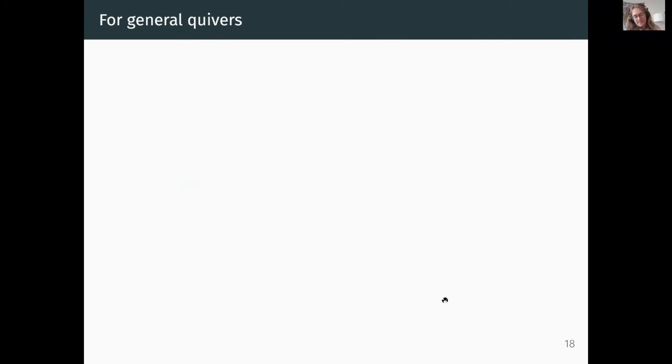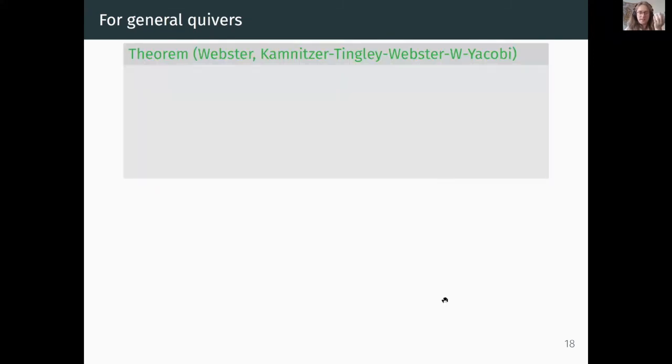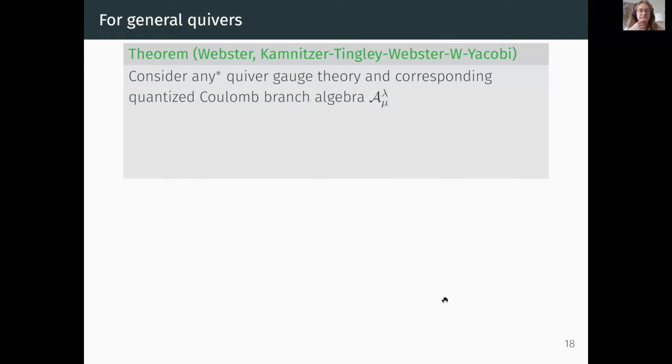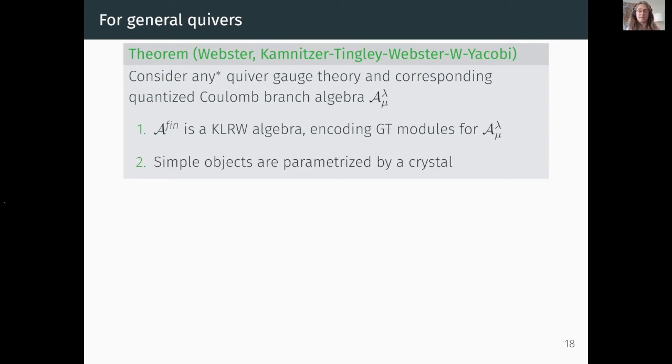Okay, and as I said, here's a slightly more precise statement, which, again, is mostly due to Ben Webster, but also some of the rest of us in this list. Here we can consider any of the quivers that we started with. So it could have been type A4 or actually anything. I put an asterisk because in our paper, we only considered bipartite simply laced type, but I'm pretty sure this just applies across the board. So first of all, this finite type thing, which captures the Gelfand-Tsetlin modules, is actually a KLR algebra, or KLRW, named after Khovanov, Lauda, Rouquier, and Webster. And second, the simple objects are parameterized by some crystal. So there's some combinatorial gadget which encodes the simple objects.